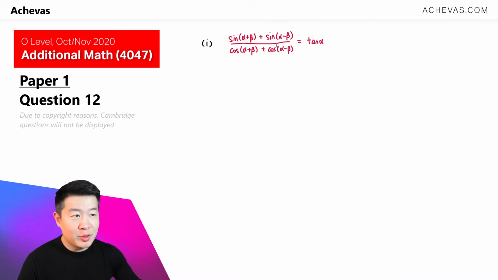To show this identity, I'm going to make use of the left-hand side. So I'm going to show that the left-hand side can be re-expressed as the right-hand side. So on the left-hand side, we have sine of alpha plus beta plus sine of alpha minus beta divided by cosine of alpha plus beta plus cosine of alpha minus beta.